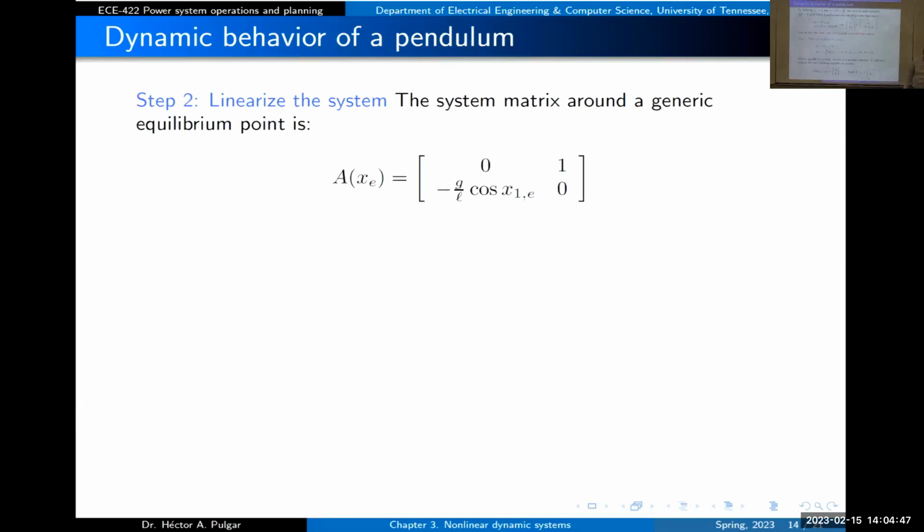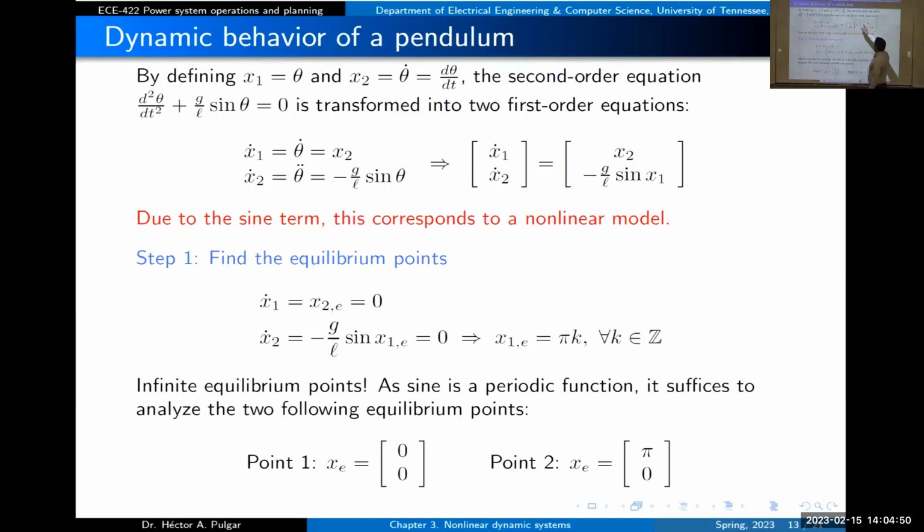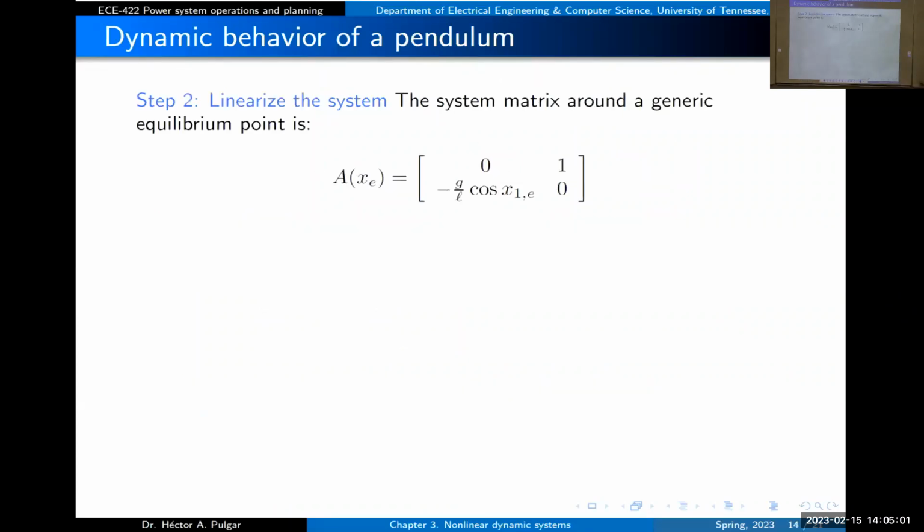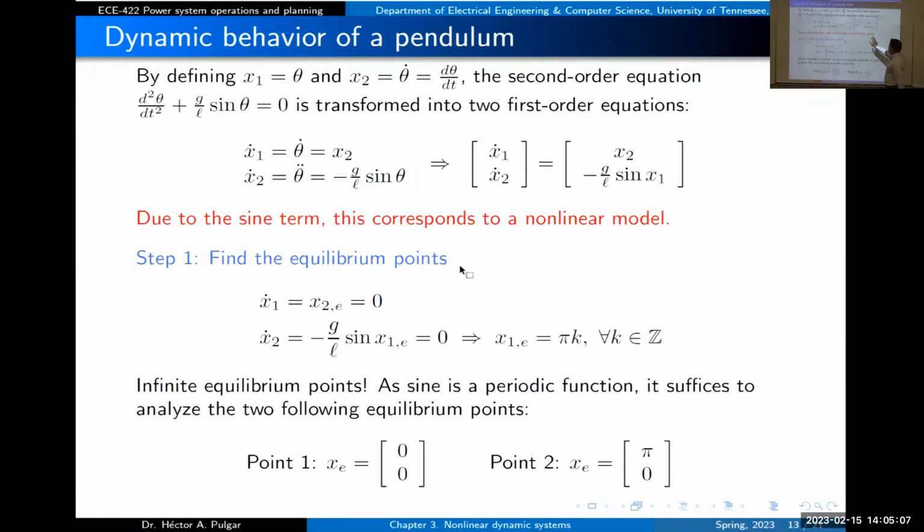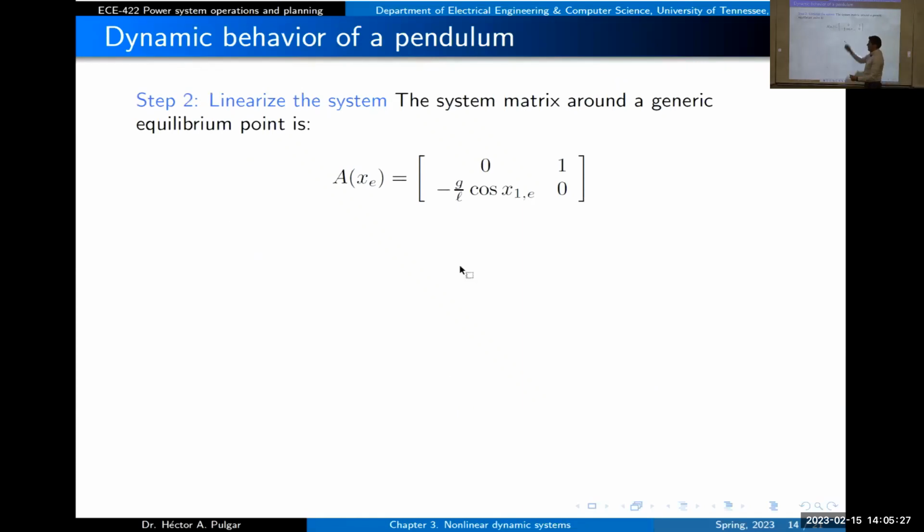We have the function, so we need to get the derivative of this with respect to x1, that's 0. Derivative with respect to x2 is 1. So we will have in the first row of this matrix 0 and 1. Second equation. Derivative of this with respect to x2, that's the second term of the second row, is going to be 0. But the first derivative is going to be negative g over L cosine of x1 at the equilibrium point. So that's going to be our matrix.